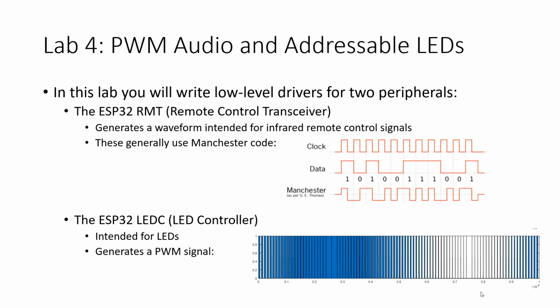Now the thing that's confusing here is that the name of the peripheral that we're using to generate the PWM signal is called LEDC, but yet we're not using it for the LEDs, we're using it for the speaker. So don't get confused by that. The RMT is being used for the LEDs, and the LEDC peripheral is being used for the speaker, right? So the naming is kind of confusing there, right?